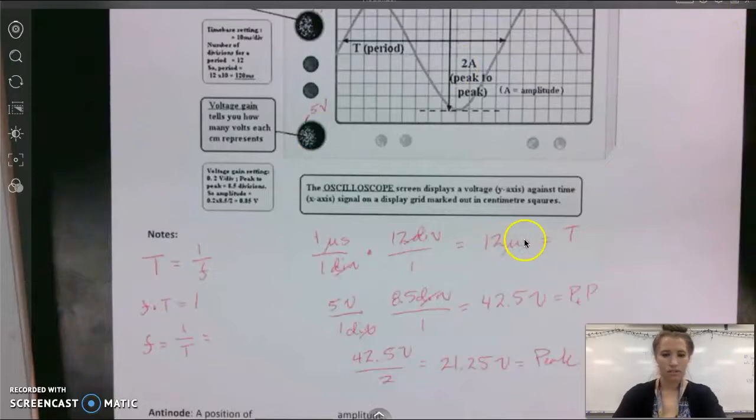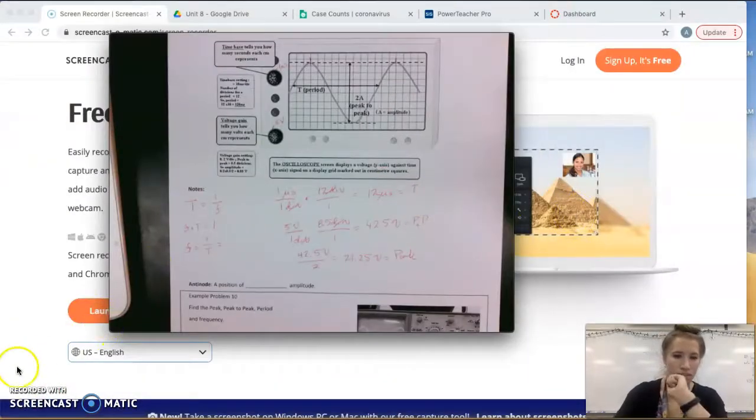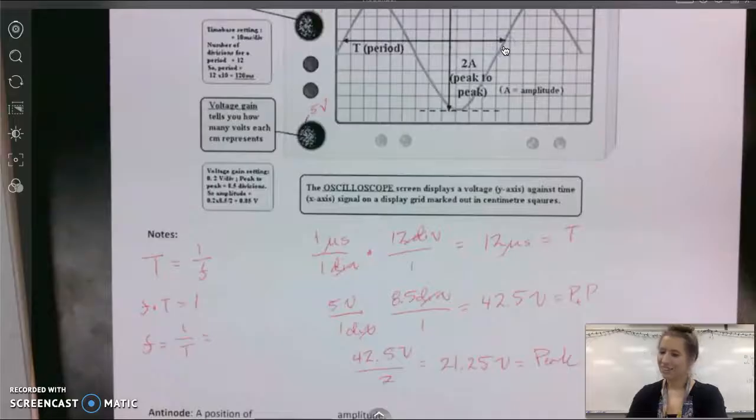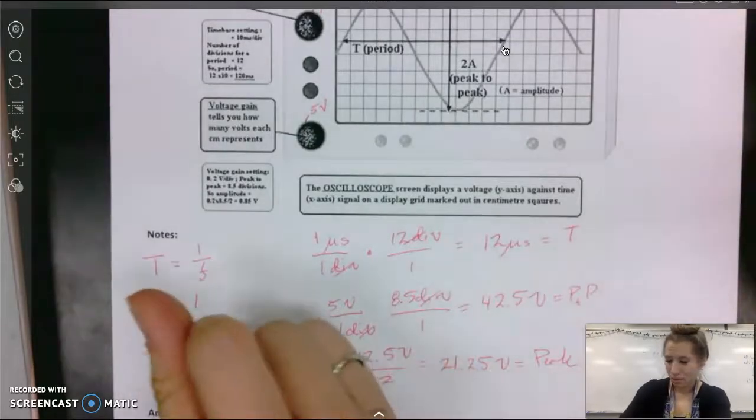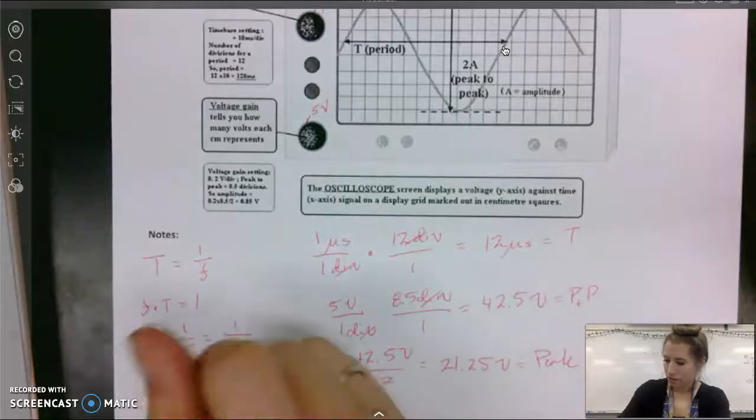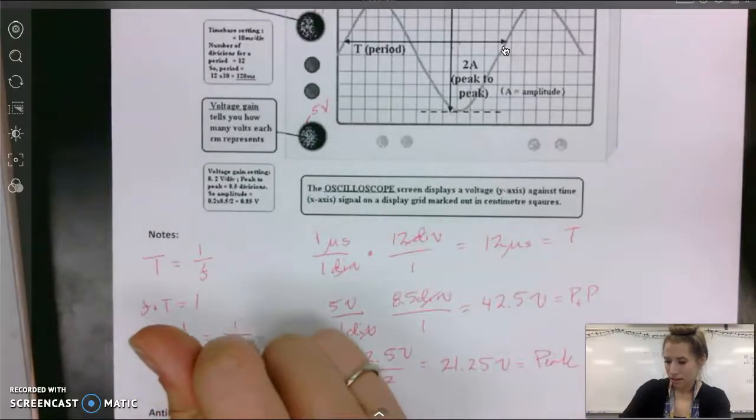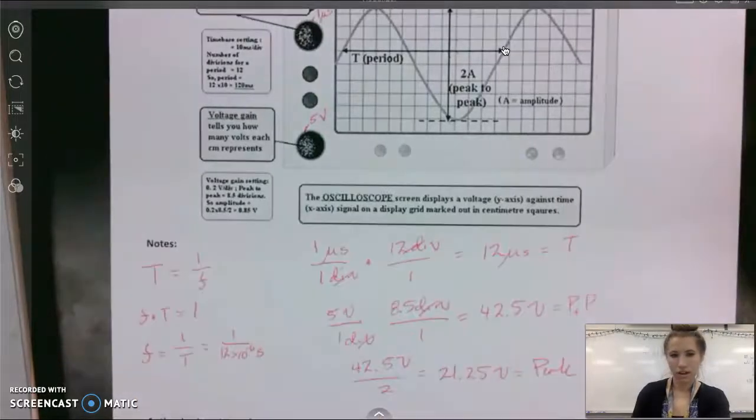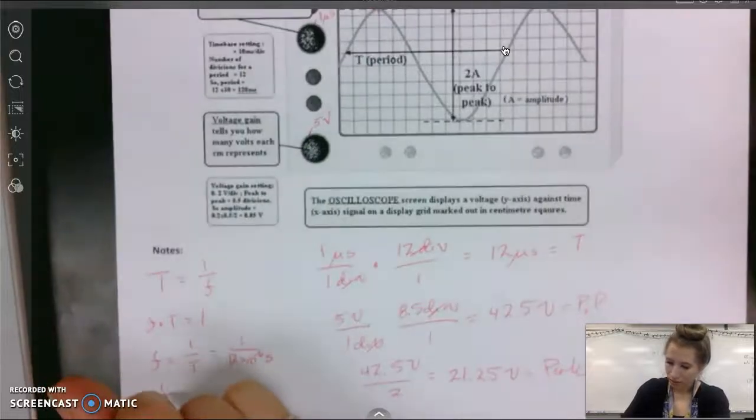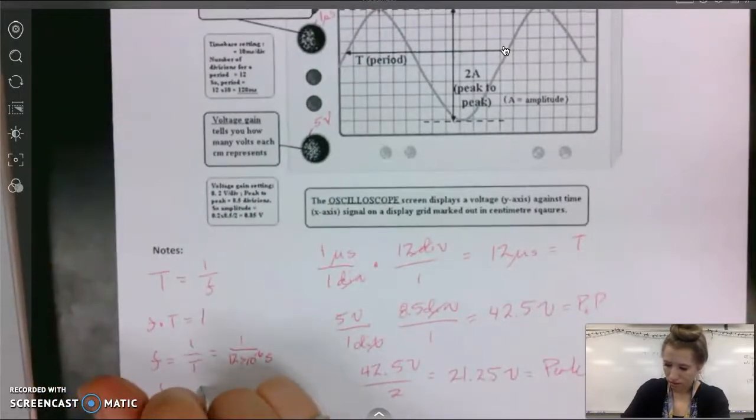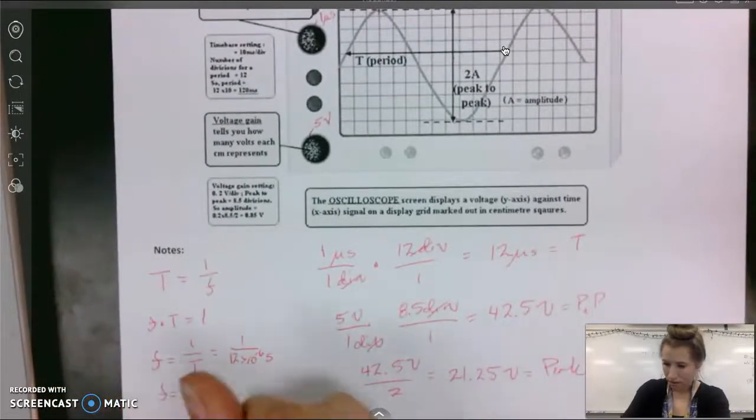Let's double check. One second. I don't want to tell you wrong. Let me check if I had it right. So micro is times 10 to the negative 6. So it'd be 1 divided by 12 times 10 to the negative 6 seconds. Okay, and so that gives us a frequency of 0.08331 over seconds, or hertz, right?